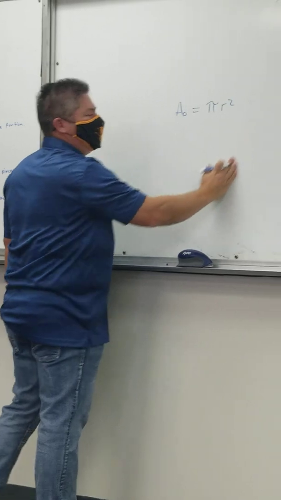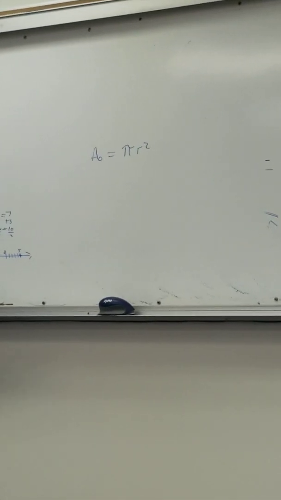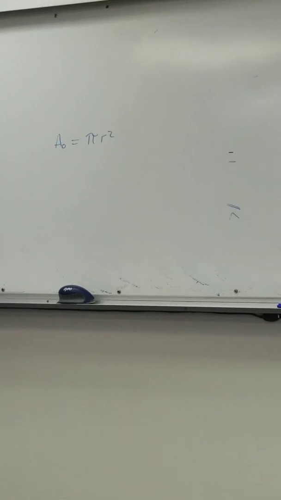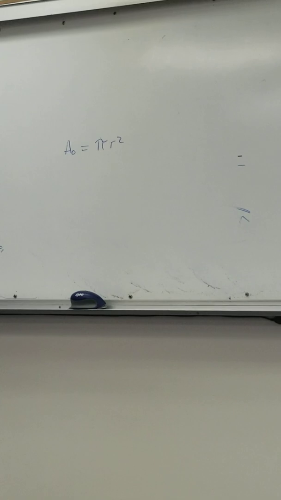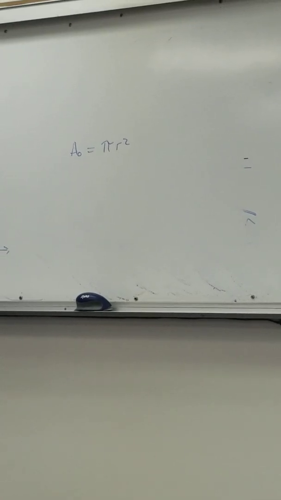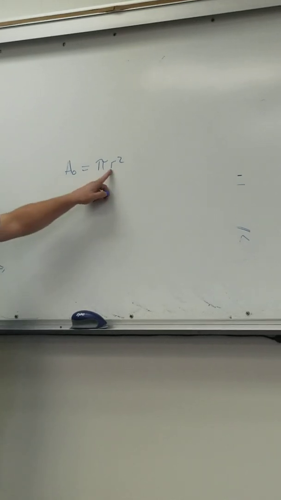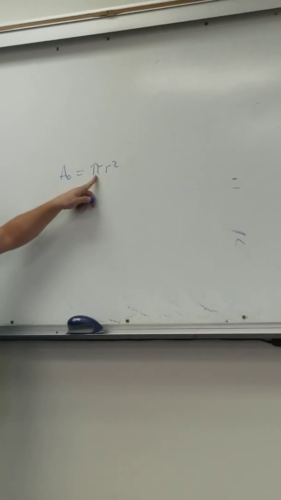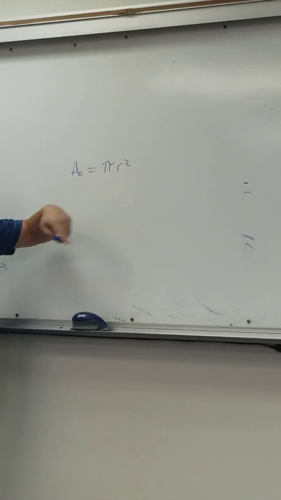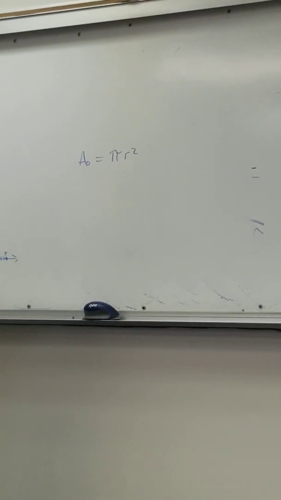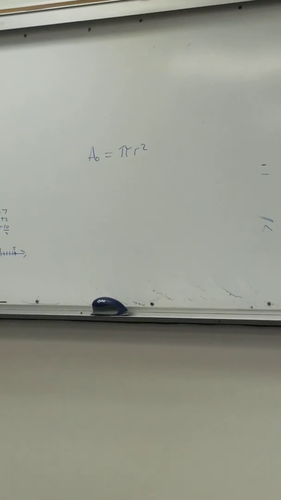Now, here's the tricky one. This is why I wanted to do this, and this is a little bit trickier. I need to get the r by itself. What do I need to get rid of to get the r by itself? Danny, what should I get rid of to get the r by itself? There's a pi that's multiplying to it. What else? There's a square that I gotta get rid of. How do I get rid of a square? You actually take a square root, okay?